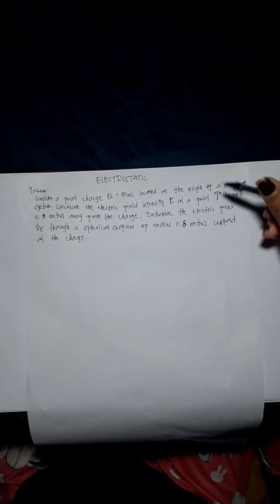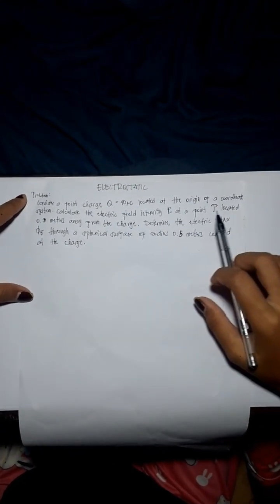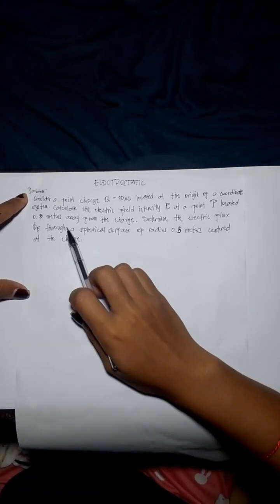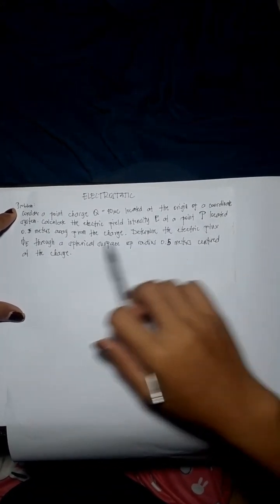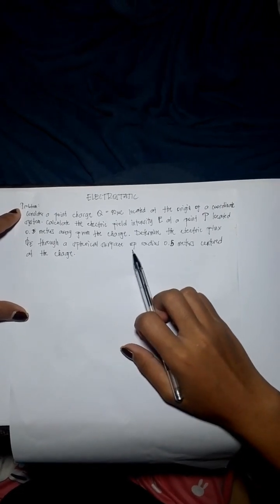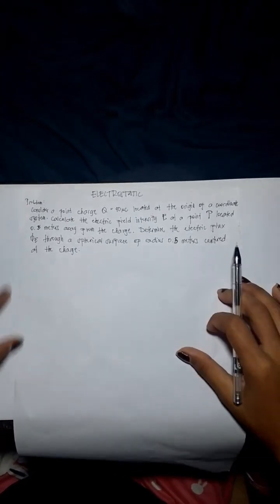Consider a point charge of 40 microcoulomb located at the origin of a coordinate system. Calculate the electric field intensity at a point P located 0.5 meters away from the charge. Determine the electric flux through a spherical surface of radius 0.5 meters centered at the charge.